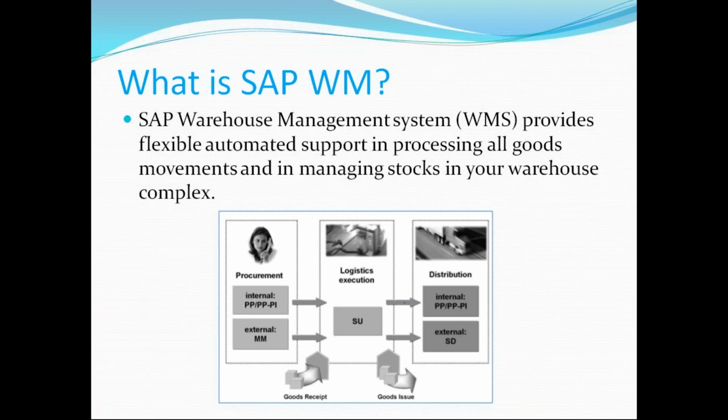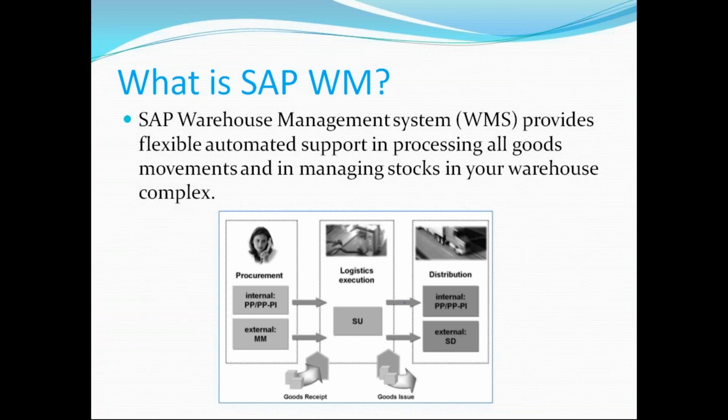Internal means your internal manufacturing company will be procuring the goods from your warehouse system, or there could be external procurement. That means you will be procuring the material from an outside vendor, and after doing the goods receipt, you will be putting the material onto your warehouse management system.